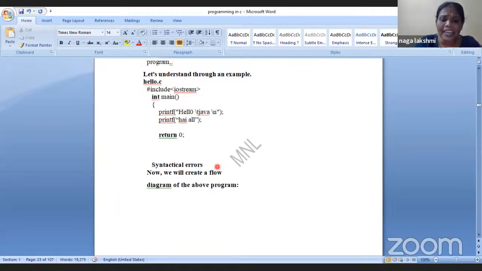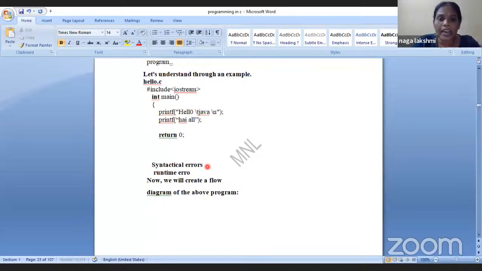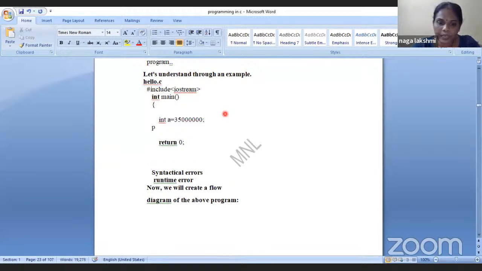Next one is runtime error. Now runtime error means what? Suppose, with one program only I will explain each and everything clearly. Here I take int a is equal to 35 lakhs, girls. A is 35 lakhs. Then printf percentage d, comma a. What the percentage d is for, I will tell you.